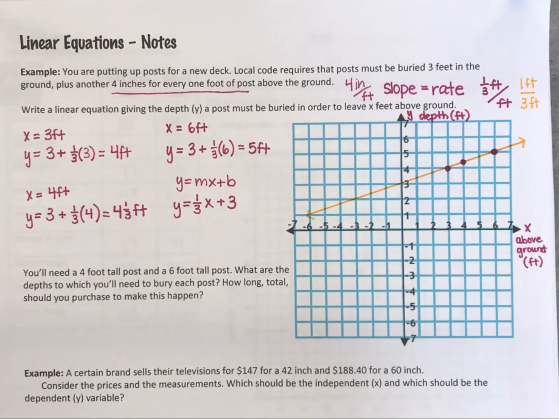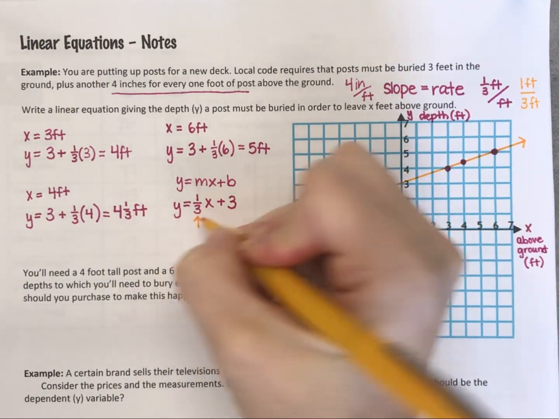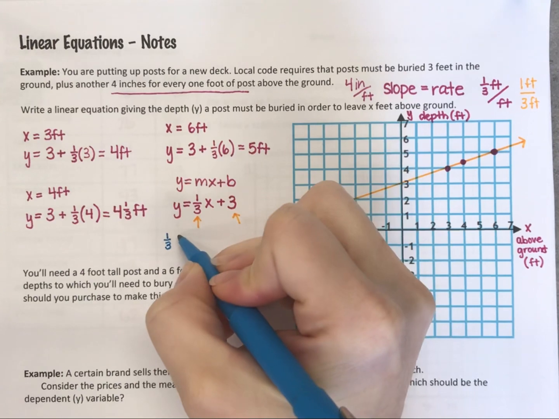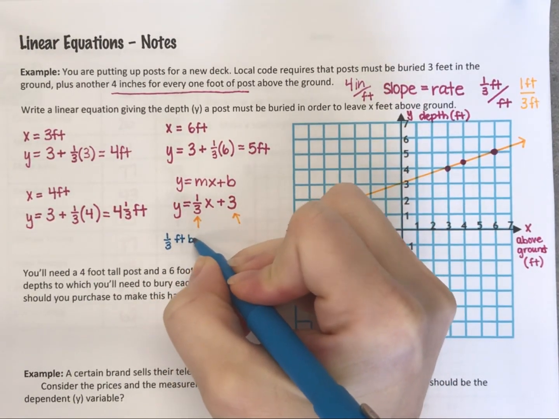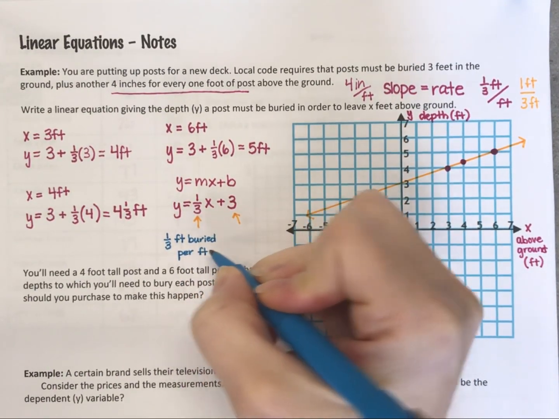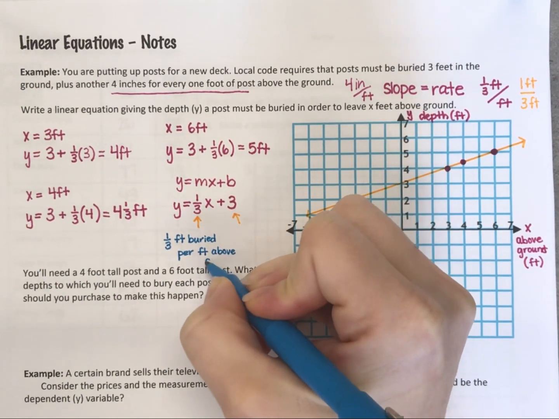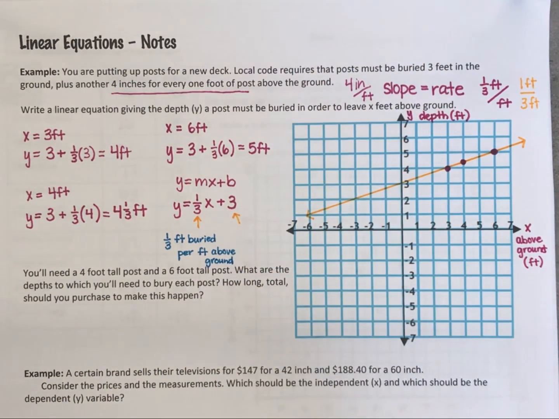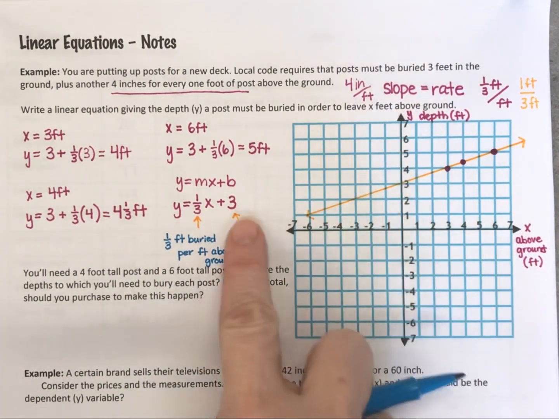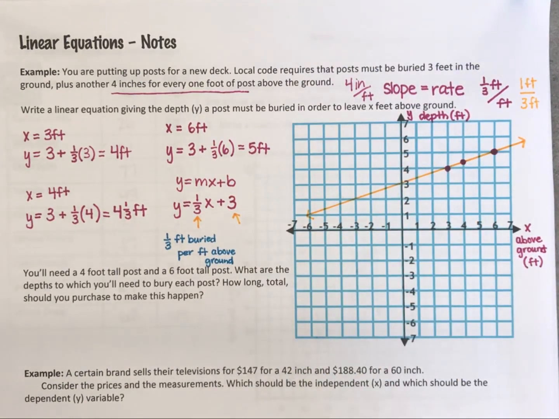Again, I'm going to ask you to interpret the m and the b all the time, so let's write out again what those two values represent. That 1/3 stands for 1/3 of a foot buried per foot above ground. Or you could say 1 foot buried for every 3 feet above the ground, just depending on how you want to write that. And then this 3 over here is definitely just going to have the same label as your y value, and our y values are in feet, and that 3 does stand for a y value. It stands for that baseline depth that we bury all posts below the ground.